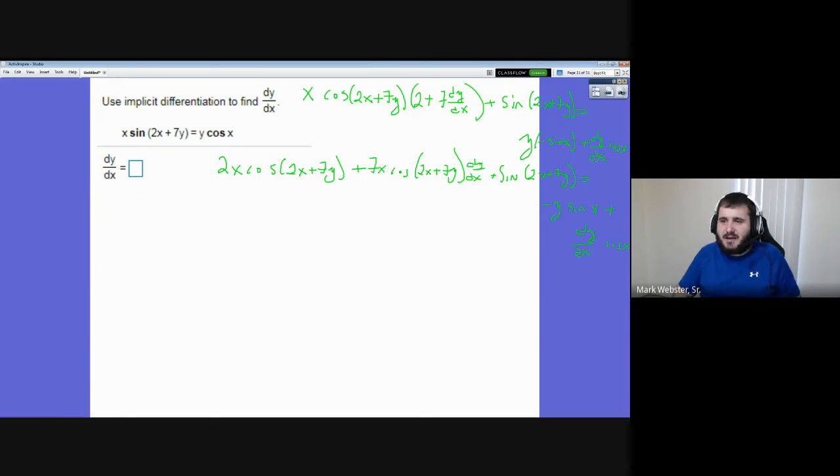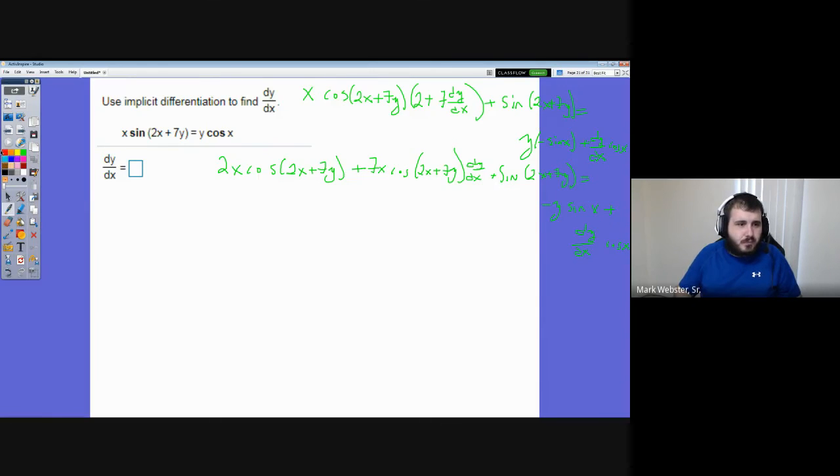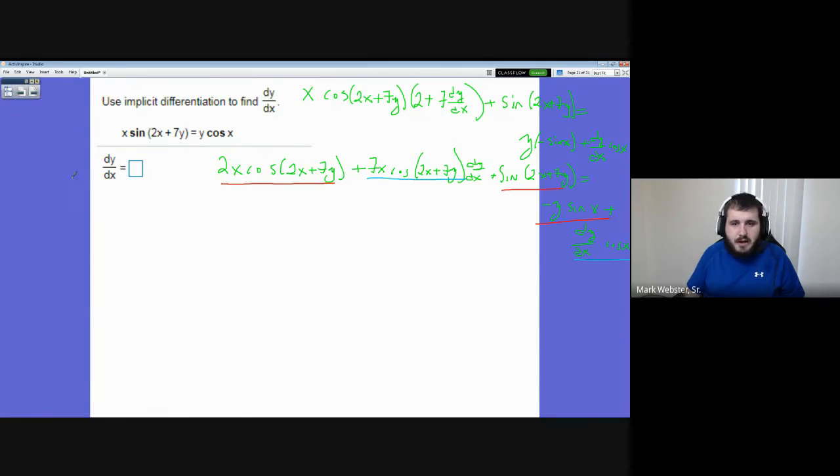Okay. So again, highlight your stuff so that you know what goes where. No dy dx, no dy dx, no dy dx. And then the one over here, this has a dy dx. This one has a dy over dx. Okay, so we'll get the blue ones on the left and the red ones on the right, and then we'll make it look nicer.